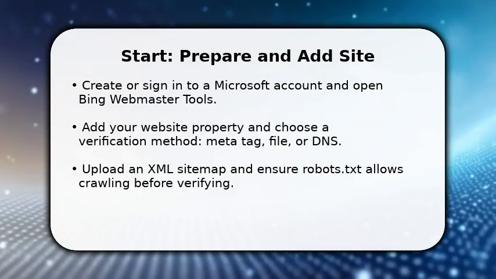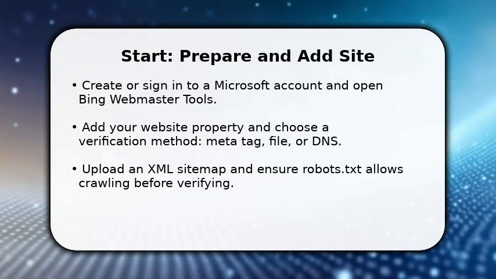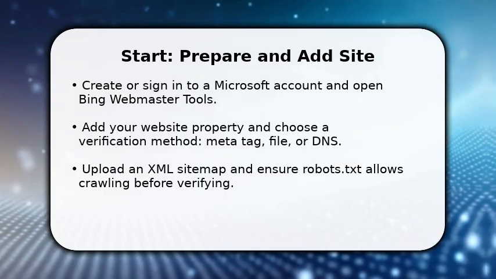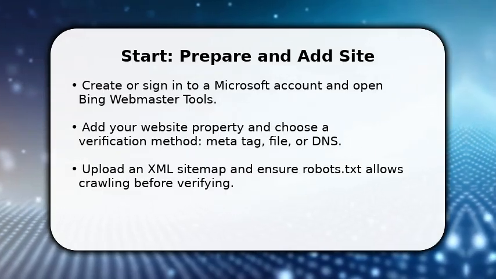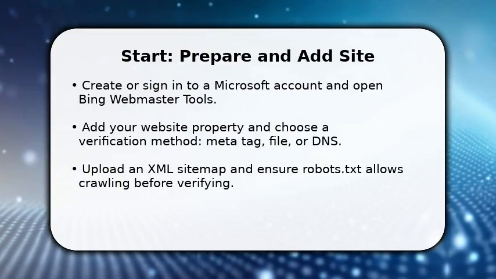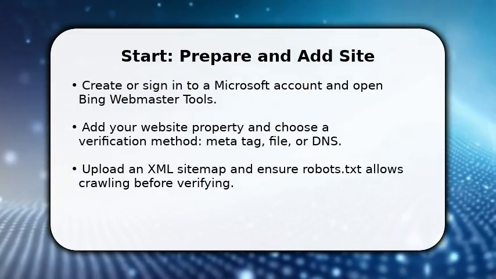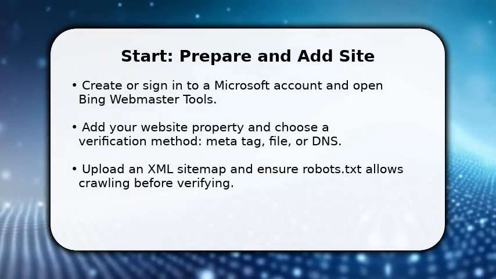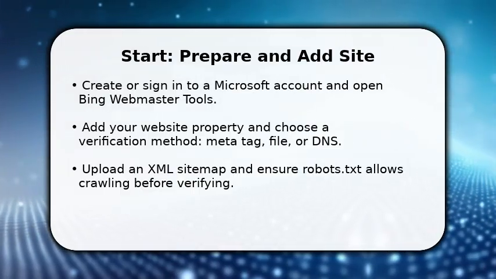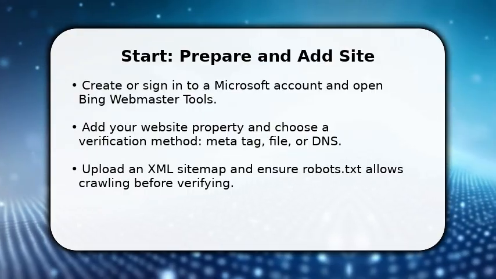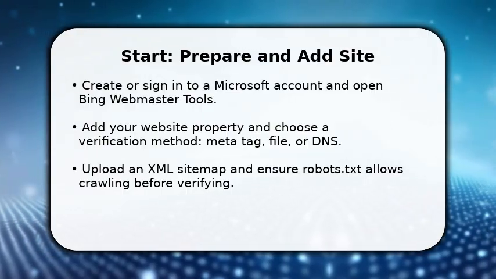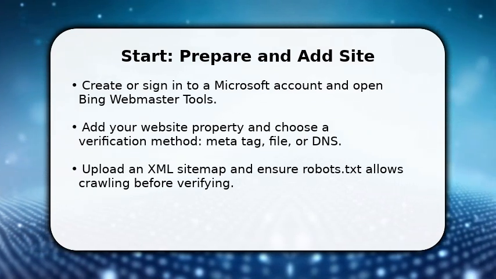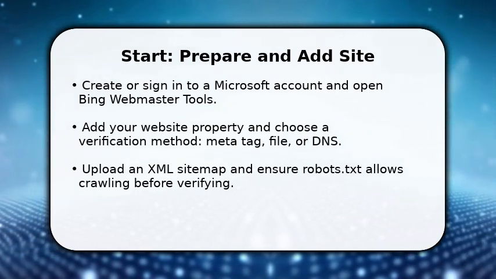You begin by verifying ownership and giving Bing a roadmap. Sign in with your Microsoft account, click Add Site, and enter your root domain. Once done, pick a verification method, meta tag, file, or DNS-TXT, and complete that step. After verification, upload an XML sitemap and confirm robots.txt permits crawling, because sitemaps and robots directives tell Bing which pages to index. Make sure canonical tags are set so Bing understands preferred URLs.